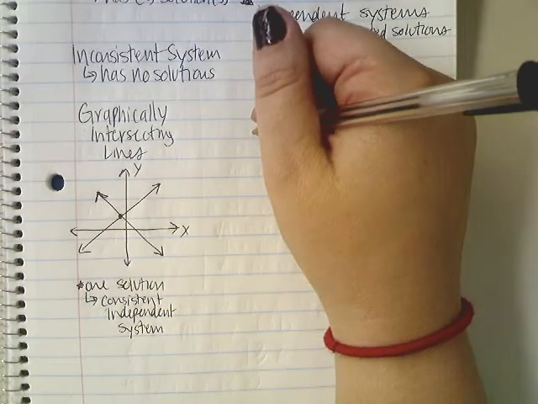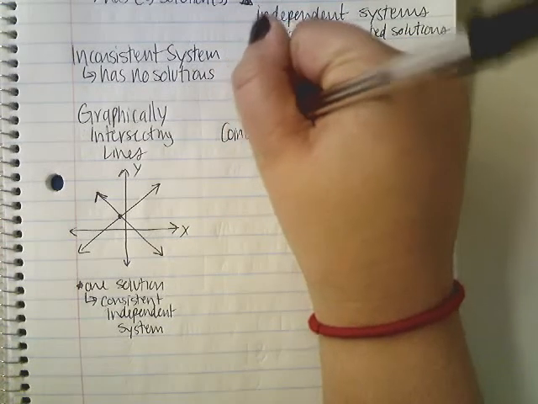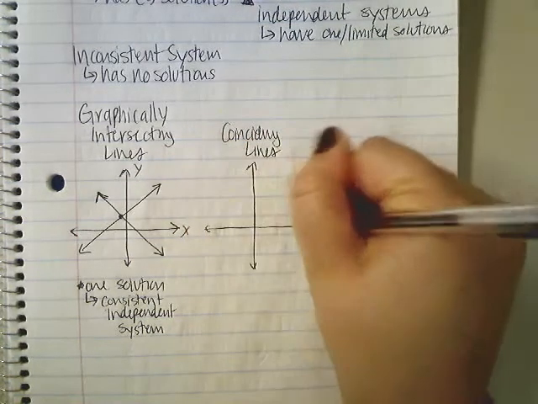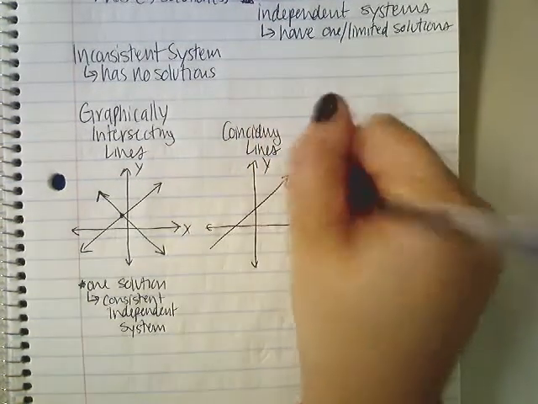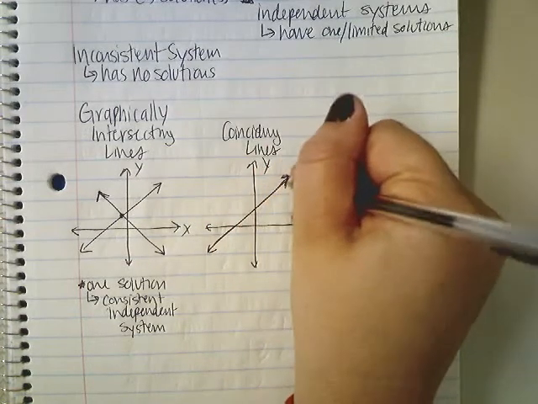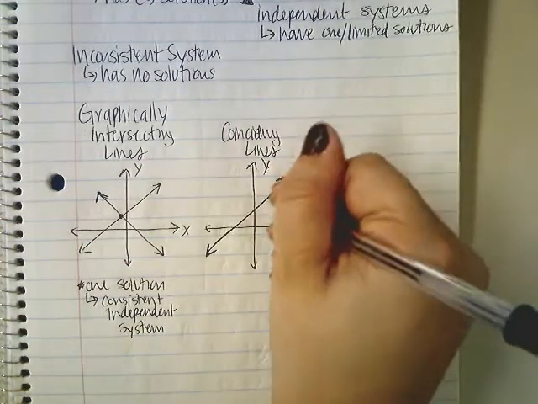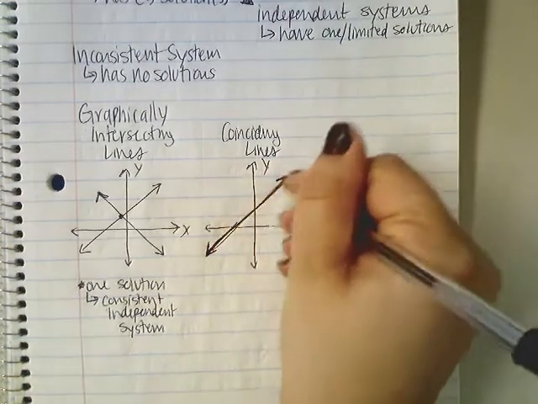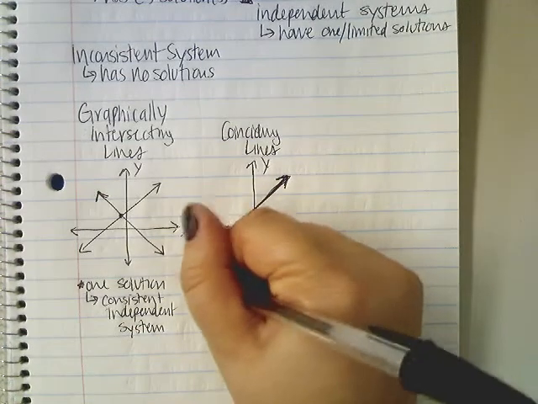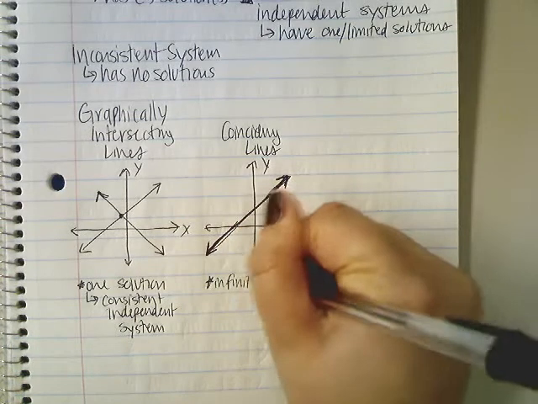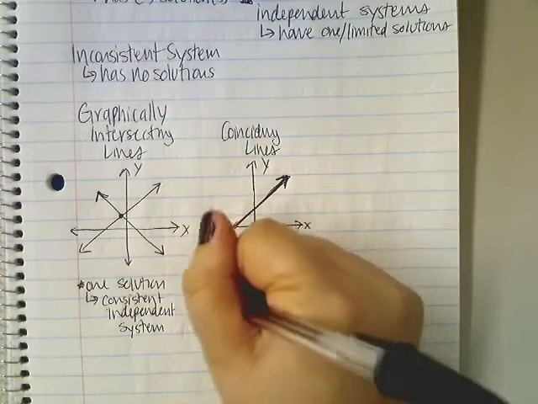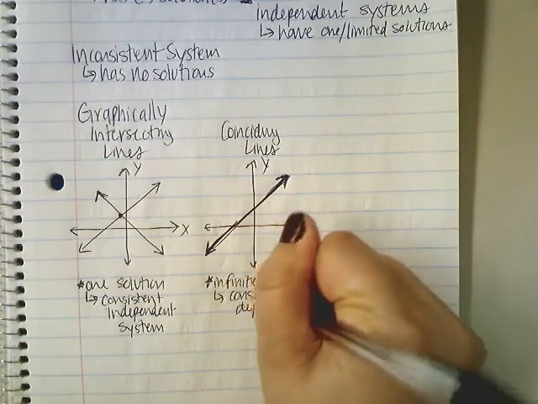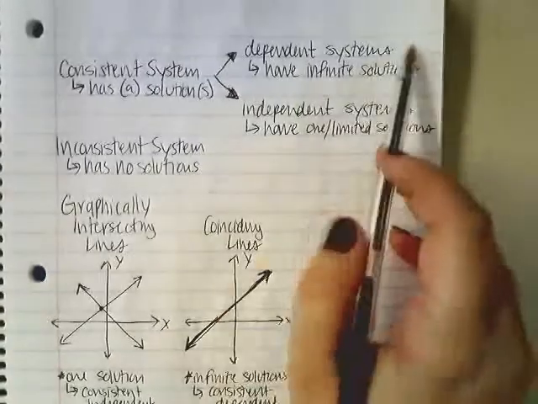If I have coinciding lines, so again, if I have my X and Y axes, coinciding lines would just be one line on top of the other. So I have no great way of showing you this other than boldening this line, but coinciding lines just follow the exact same path. So there are infinite solutions. And so this again is consistent because there's a solution, but it's going to be dependent because there are infinite solutions for it. So look up at our definition.